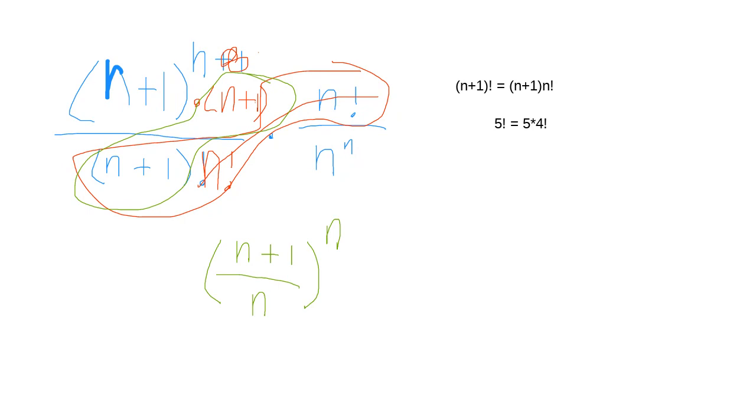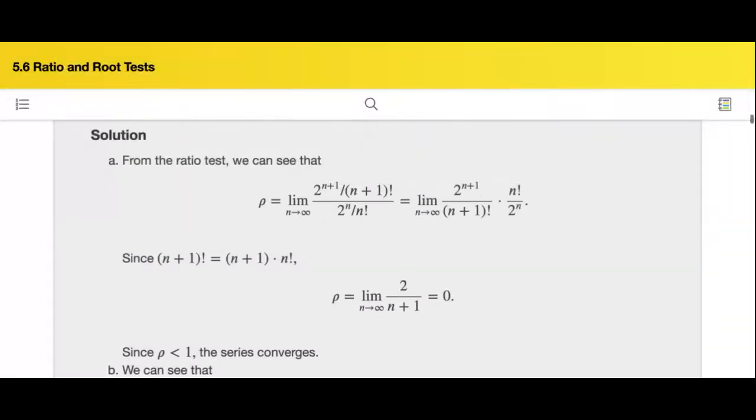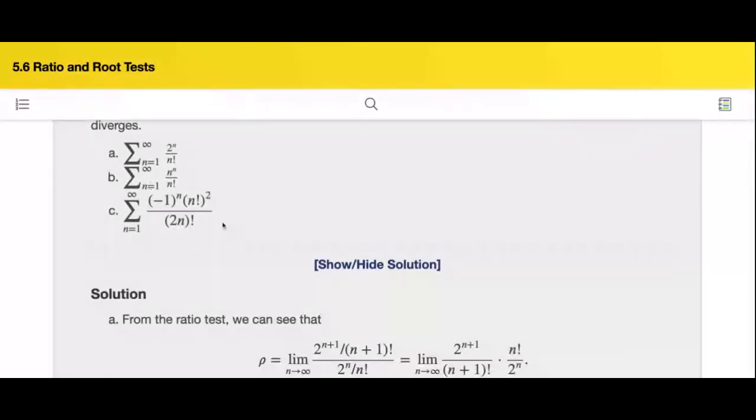Okay. So Paul asked this question. All right, let's go back. So that's B. B diverges. But now let's see C. In C, we have an alternating series: (-1) raised to n, times (n factorial) squared, over (2n) factorial. So we're going to do the ratio test again.